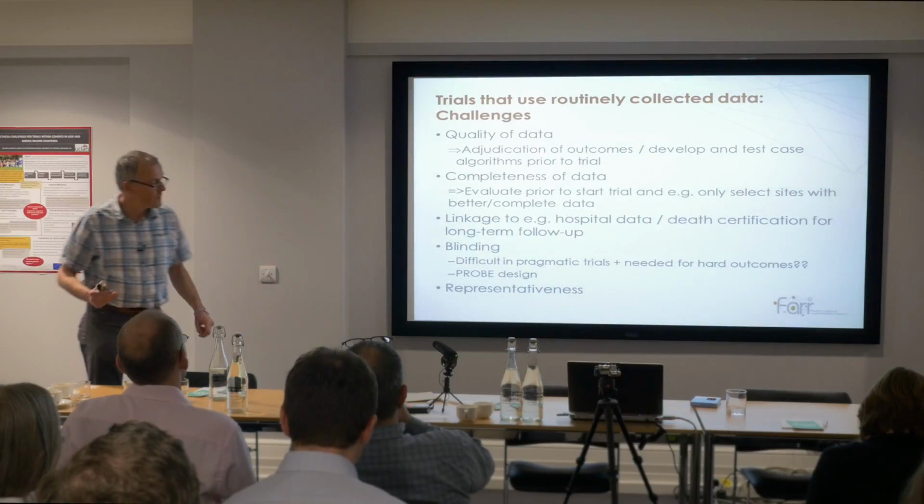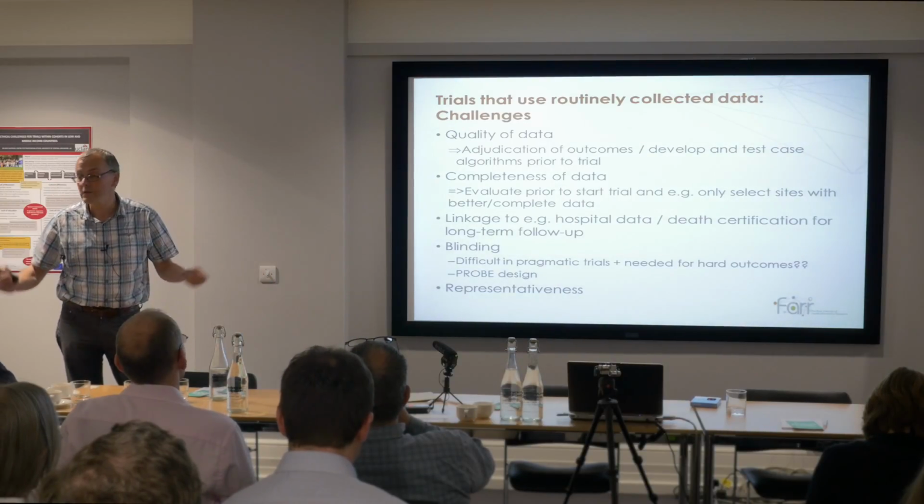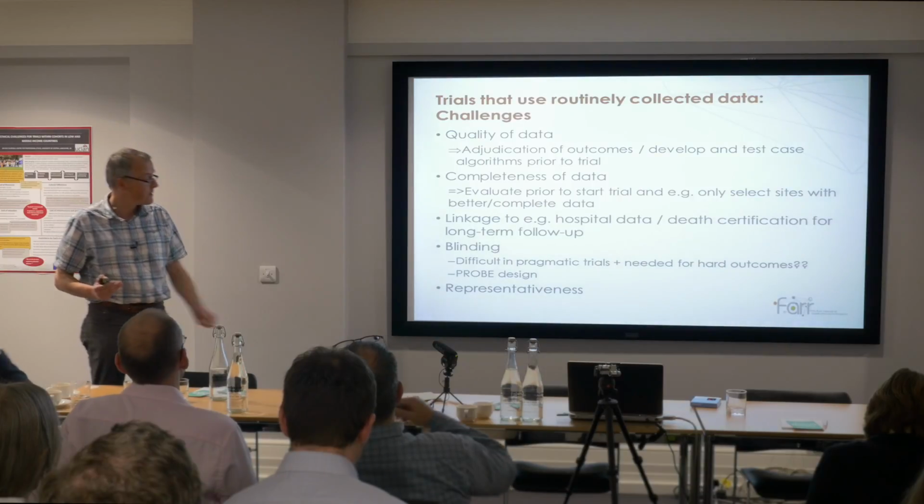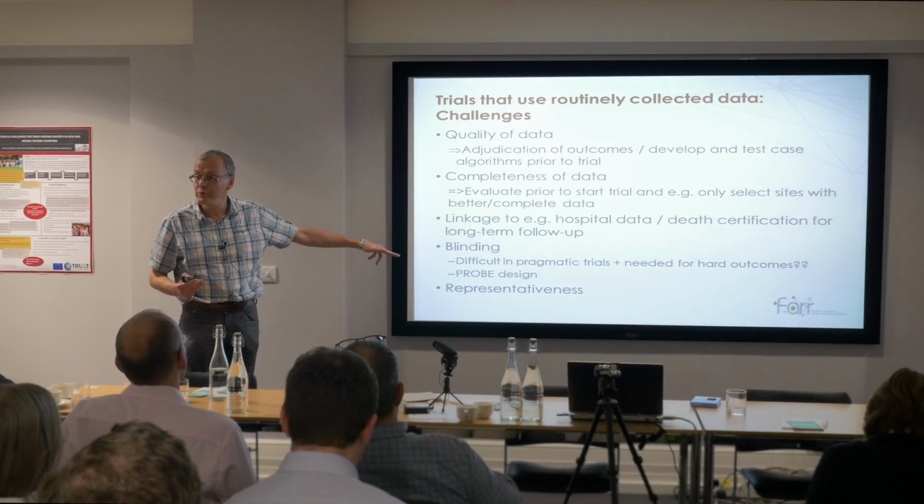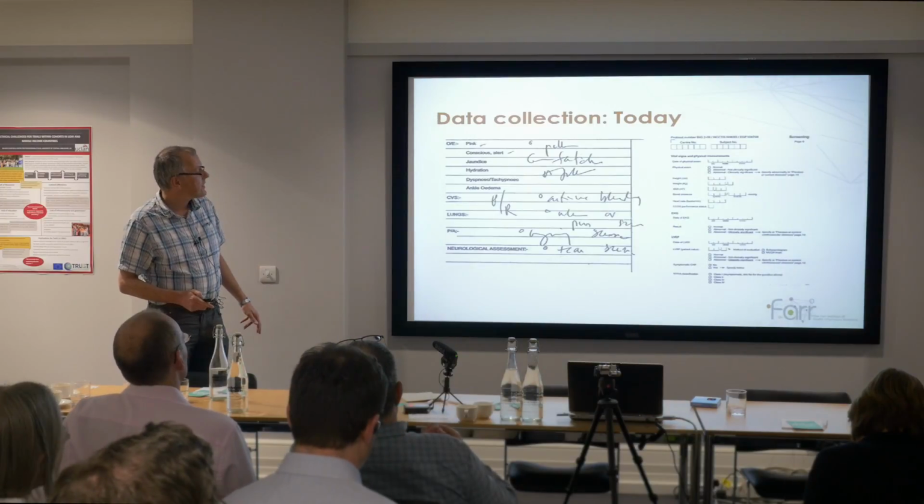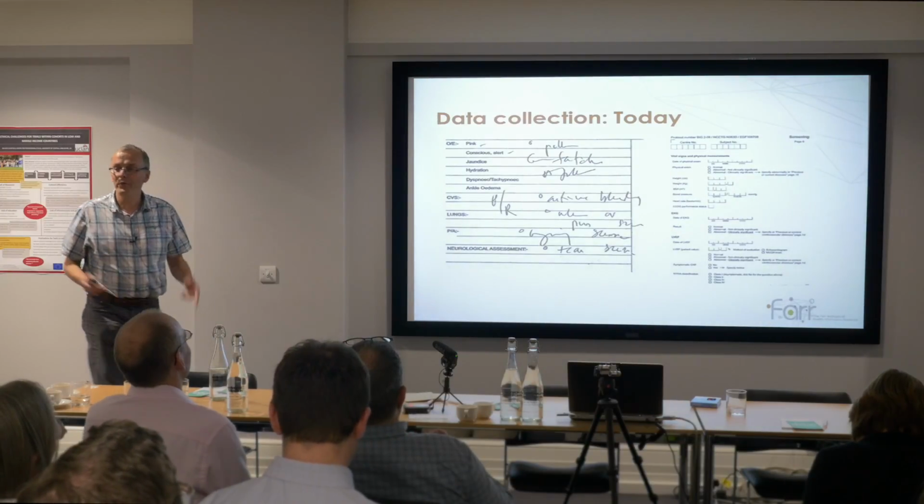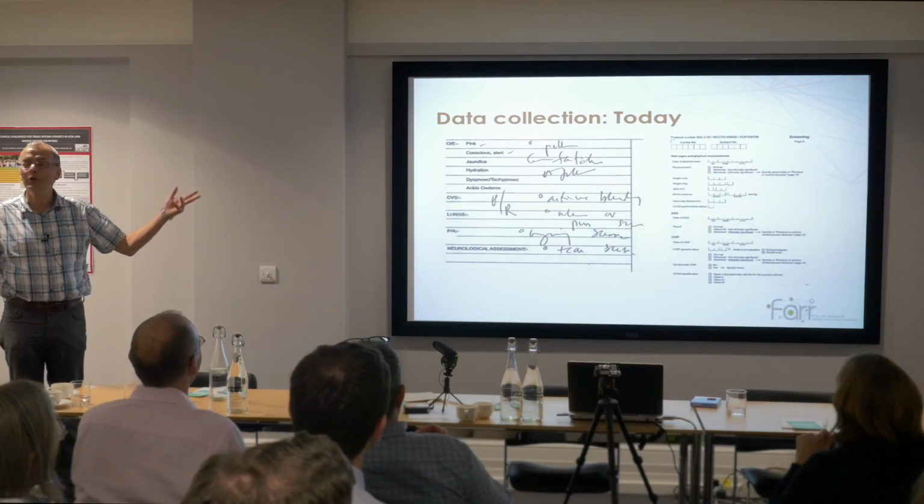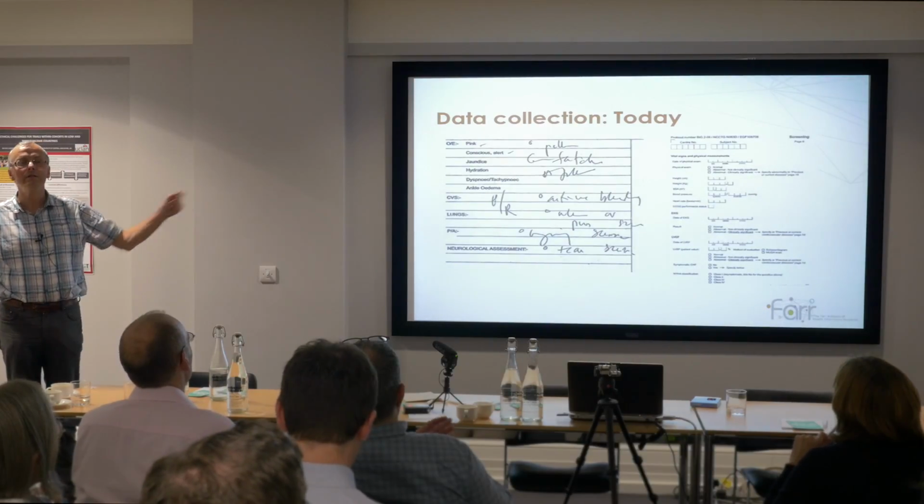Plus also what you can do is you can basically blind your statisticians. You can blind the outcome assessors to the treatment allocation. That's called the PROBE design. So these are the challenges. But this is just an example of the kind of challenge we face in current trials. But we are blinded. We say this is gold standard.